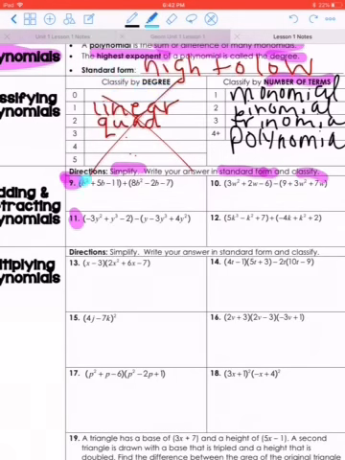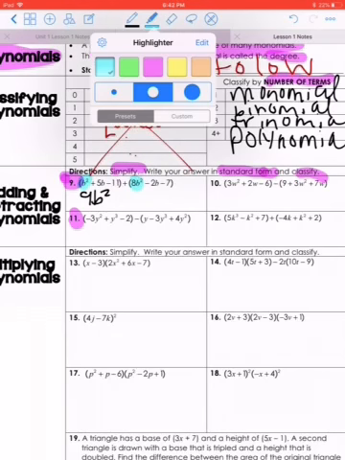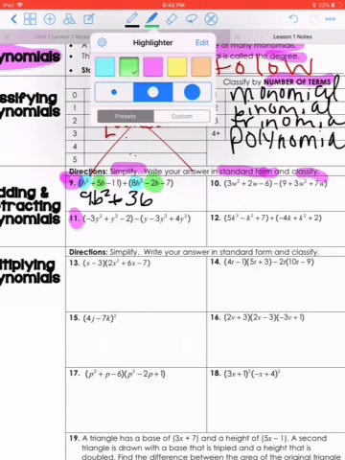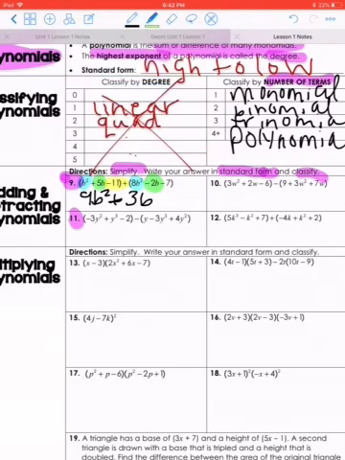Alright, so first terms, b squareds, those go together. B squared plus 8b squared is 9b squared. Okay? Next, we have just b's. Remember, b's and b squareds do not go together. They are different terms. So 5 minus 2 gives me 3b's, so we're going to put plus 3b because it's positive. And then numbers, negative 11 minus 7 is minus 18.